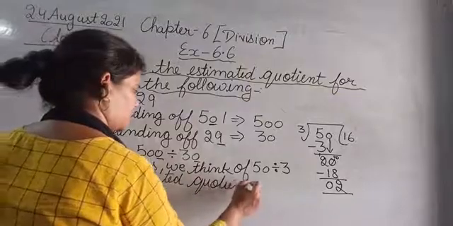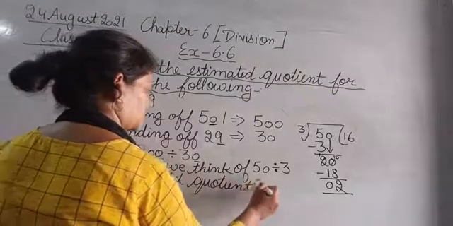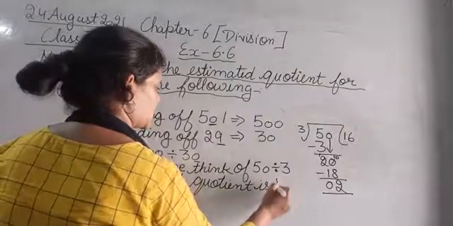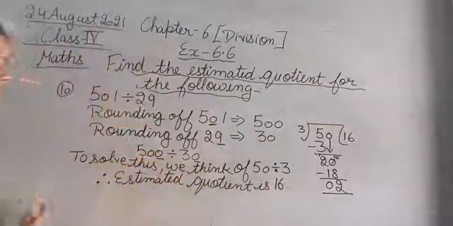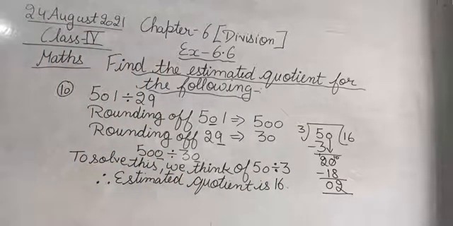Therefore the estimated quotient is 16. So this is the solution of question number 10.